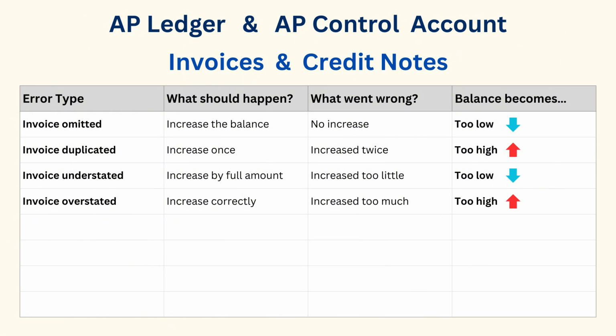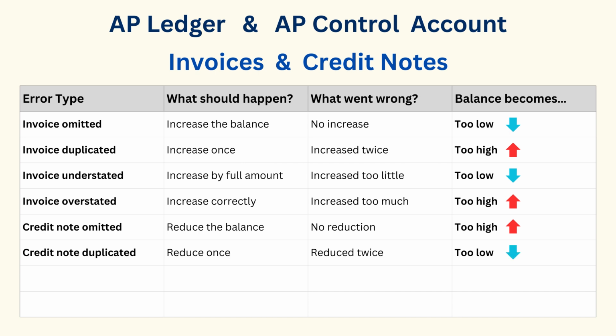Invoice overstated is when the invoice amount was entered too high, liability increased too much, balance is too high. Credit note omitted error is when a supplier credit note wasn't recorded, so the liability doesn't fall. Balance is too high. Credit note duplicated error is when the credit note was entered twice, reducing the balance twice, so the balance is too low.